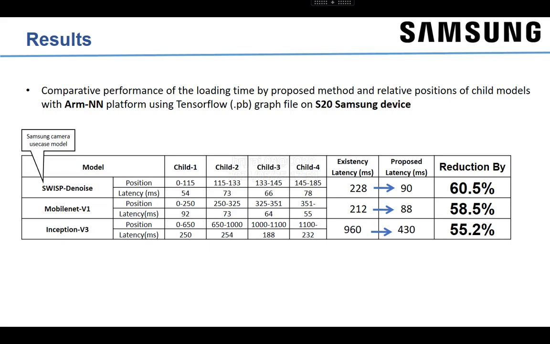So we have performed this experiment on a Samsung S20 device with the ARM-NN platform. We have a TensorFlow .pb frozen file, right? So when we checked it with the software ISP model, MobileNet V1 and MobileNet V3, we realized that there's a huge performance gain with this approach. There's a 60, 58, and a 55.2. So these are the corresponding indexes in a main model, right?